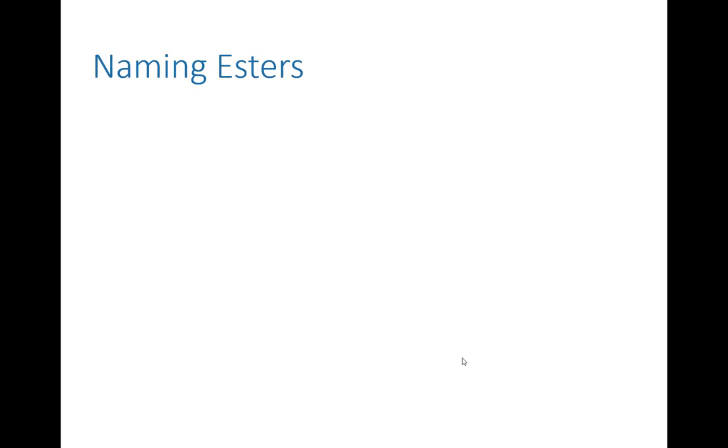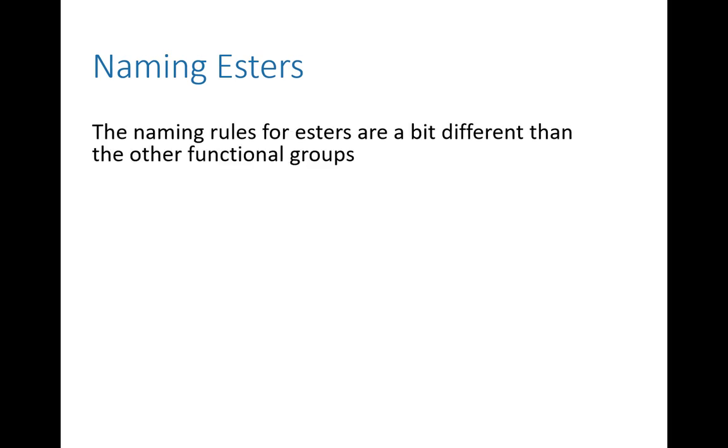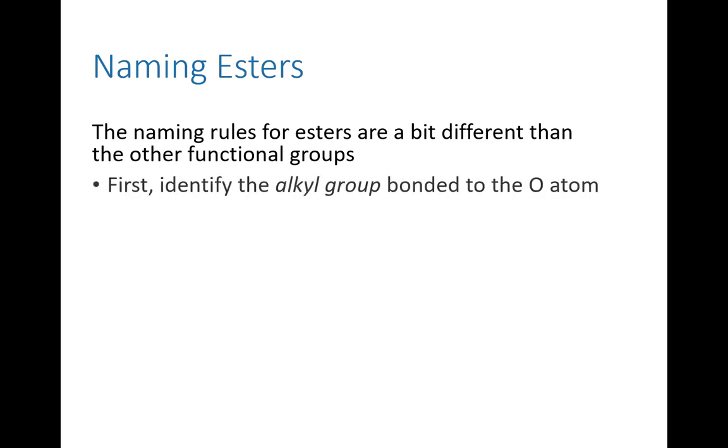Esters are a bit trickier to name. Their namings deviate the most from the usual rules. What we're going to do in naming esters is you first find the alkyl group, which is bonded directly to the oxygen atom. Now there's 2 oxygens in esters, at least, and this is the oxygen which is single bonded to carbon. So we're going to look at the other group that's on that side, the alkyl group. So we identify that first, and that's the first part of the name.